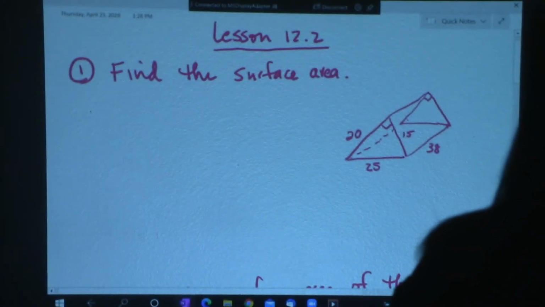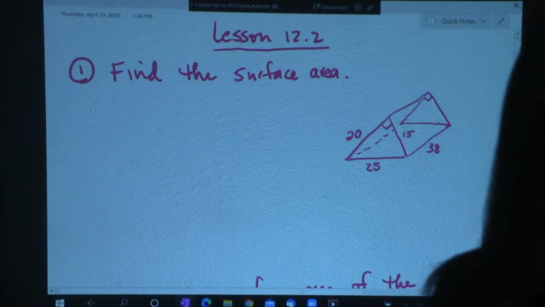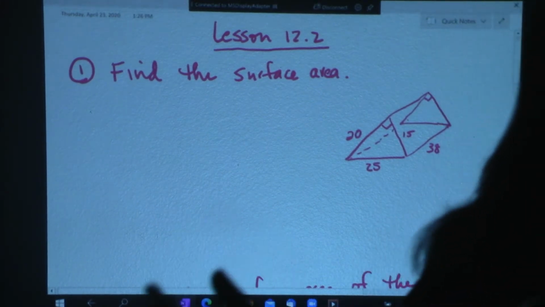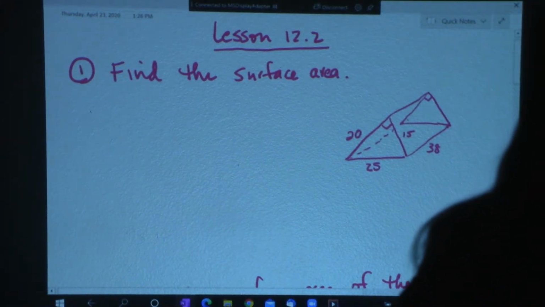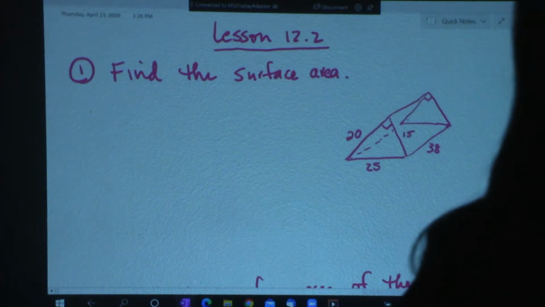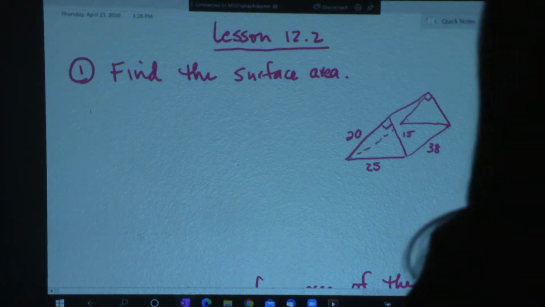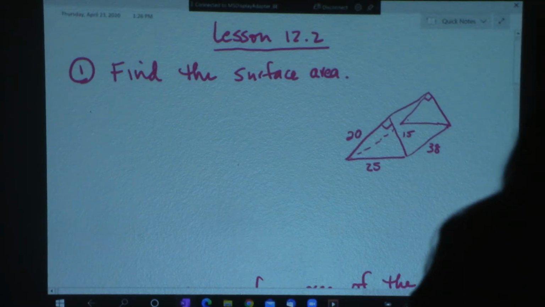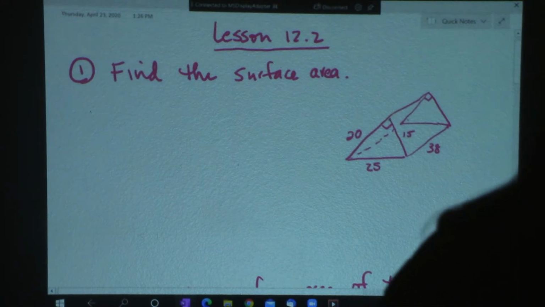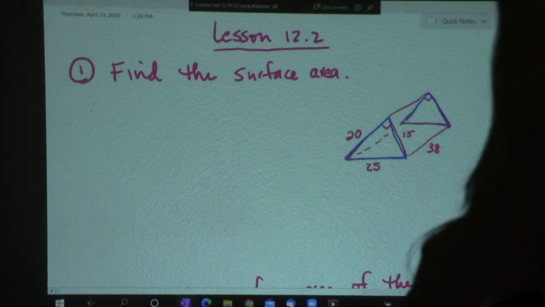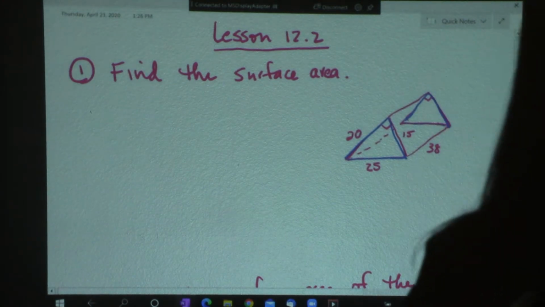Now this is lesson 12.2, and I already drew my pictures because I want to save as much time as possible. So please, please pause the video when you need to catch up with the pictures, all right? So here I have a picture of a right triangular prism. I have my two triangles here, and they're right triangles. The bases are right triangles. And I want to find the surface area. So I'm looking not for the volume inside, but everything on the outside.